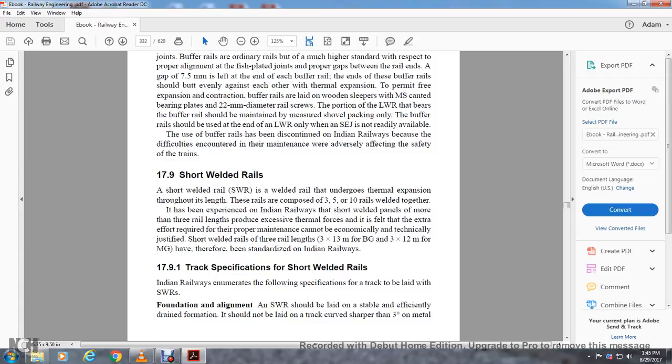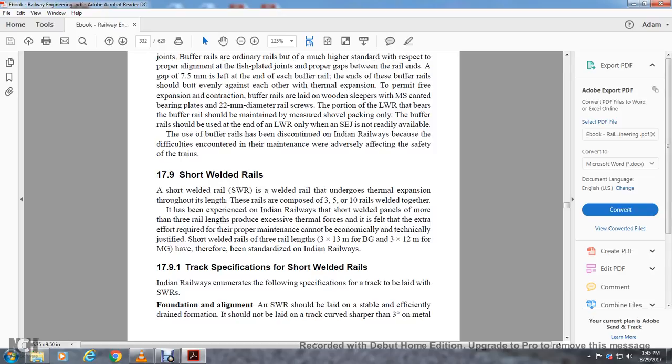Short welded rails, SWRs, are welded rails that undergo thermal expansion throughout their length, and encompass 3, 5, and 10 rails welded together. Expansion of Indian rails, short welded panels of more than three rail lengths, produces excessive thermal force. This effect requires proper maintenance but cannot be economically or technically justified.